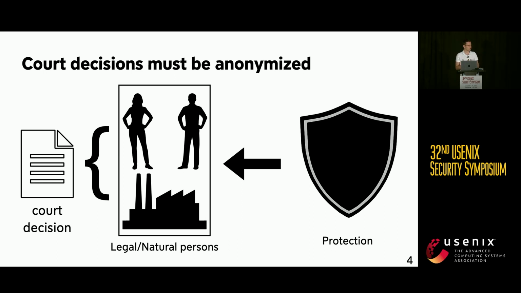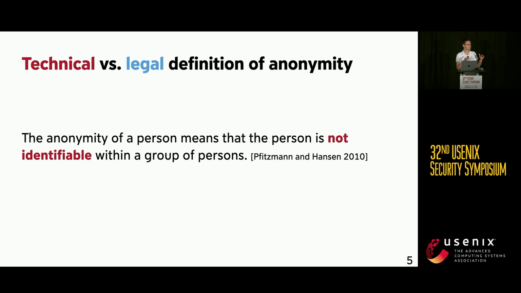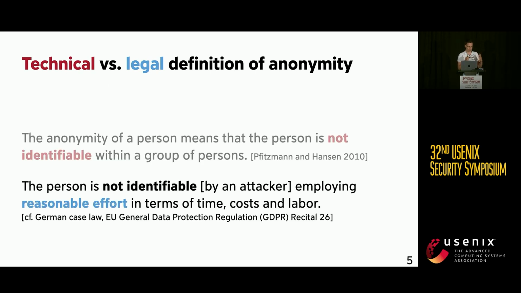However, the notion of anonymity in the anonymization of court decisions is different from the typical technical one. Typically, a technical definition is that the anonymity of a person means that the person is not identifiable within a group of persons, also referred to as the anonymity set. However, the legal notion employed by German case law is that the person is not identifiable by an attacker employing reasonable effort in terms of time, costs, and labor. And this thought is also underlying the GDPR.